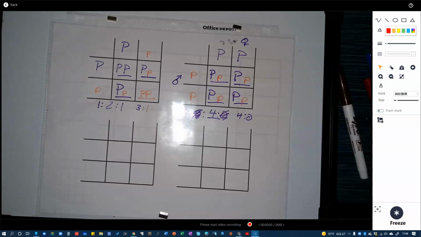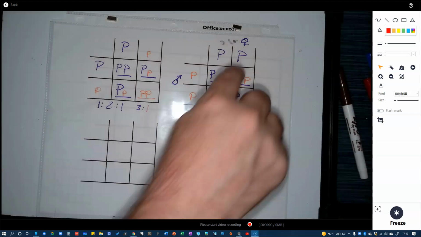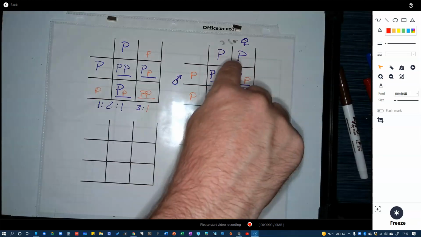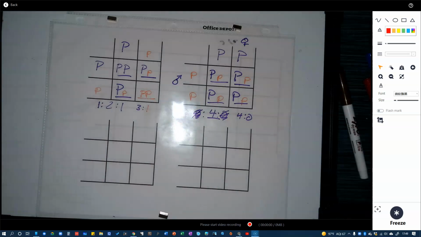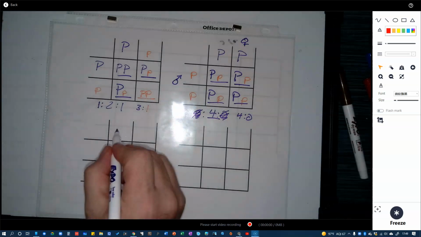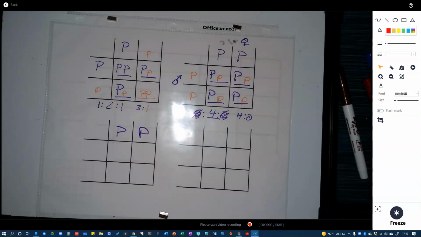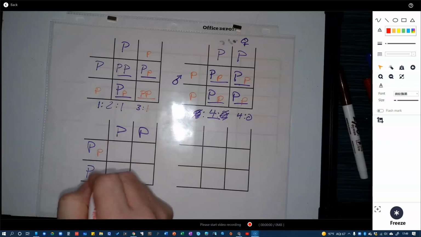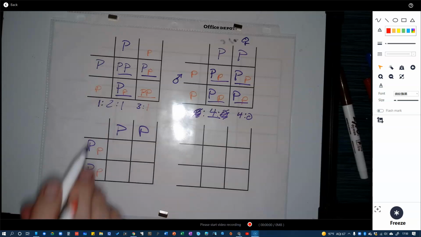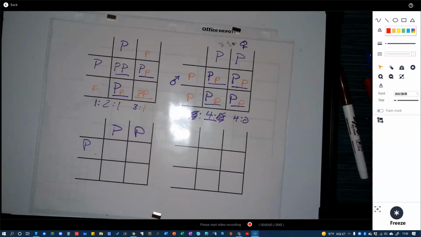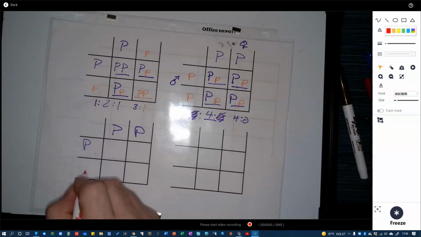Now you can do more than just predicting either homozygous or heterozygous parents here. You can do other combinations too. For instance, maybe you have homozygous for purple and heterozygous for the other parent. Oops, I did that wrong. See, even I can get this wrong, believe it or not.